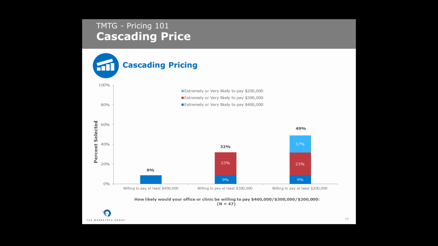And from this, then, you can get a good sense for not just willingness to pay, but you can extrapolate potential market share, because you can see what percentage of your respondents are willing to pay this much.